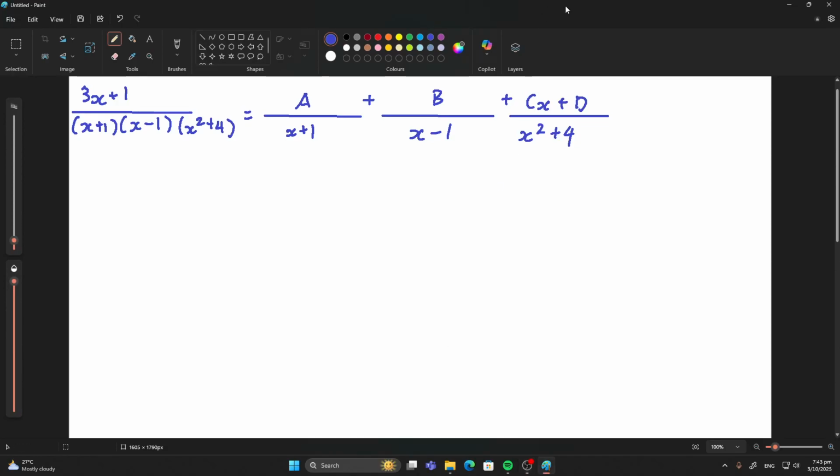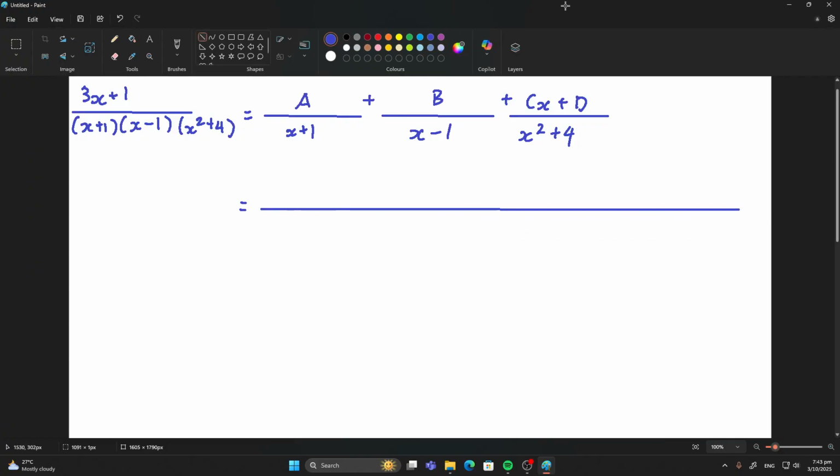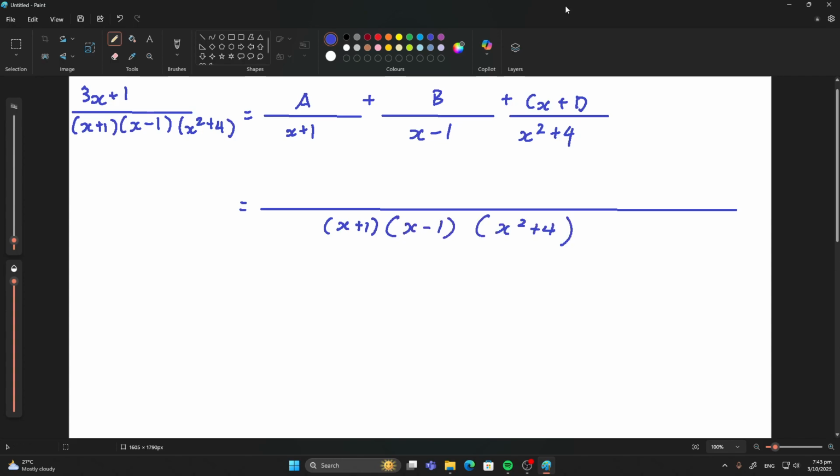Alright folks, let's do this question. I'm sure this part is pretty self-explanatory and straightforward, so let's skip it and carry on from here. In this case, I'm just going to draw a big line, and because I'm combining everything, my denominator is essentially the same as the left hand side.